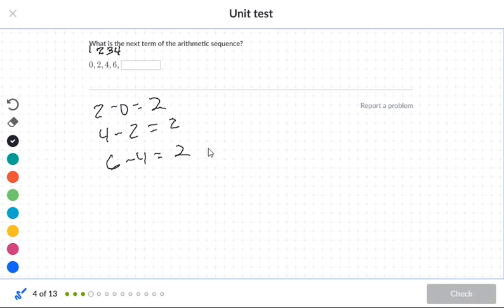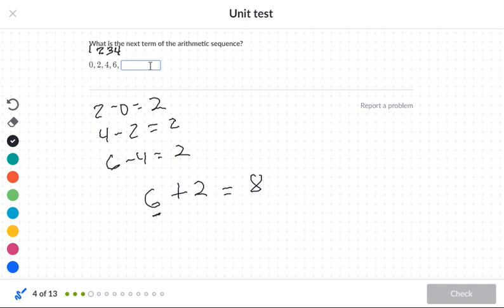So what are we doing here? We're adding by 2. So we got 6 plus 2. The last number we left off with was 6. So 6 plus 2 is 8. So our answer is 8.